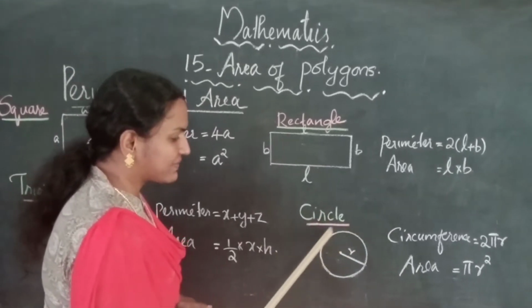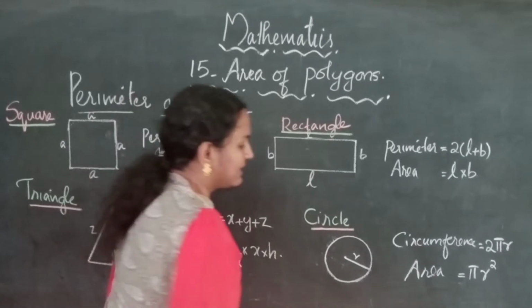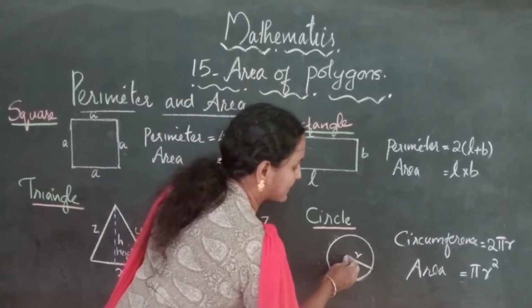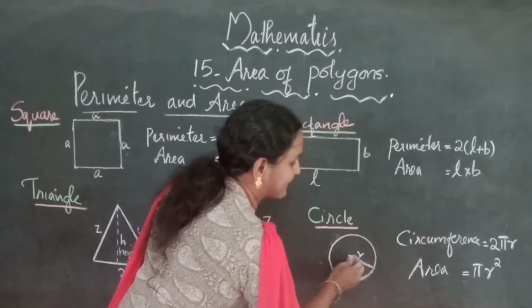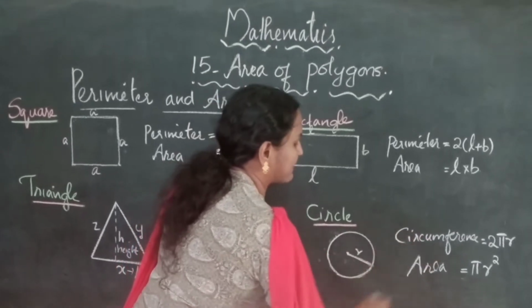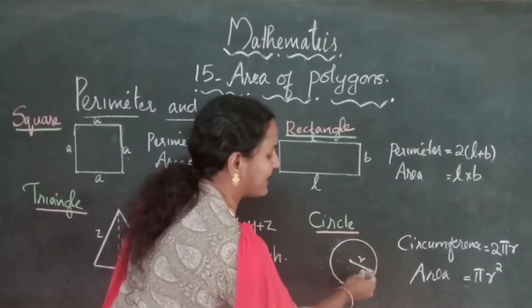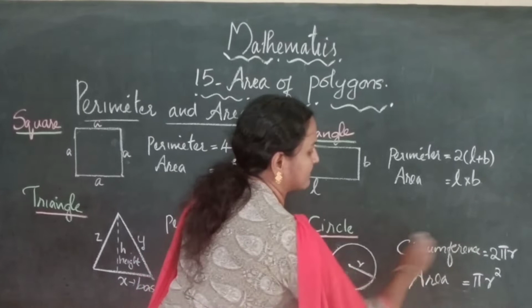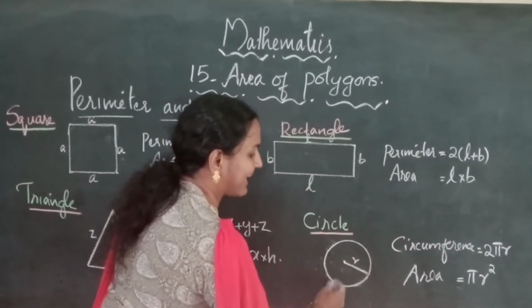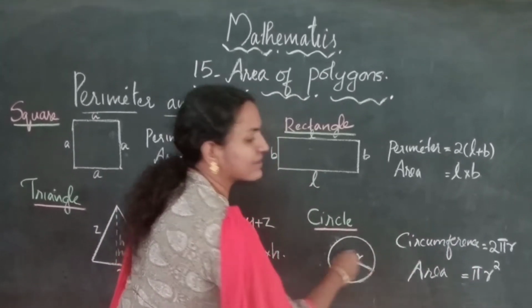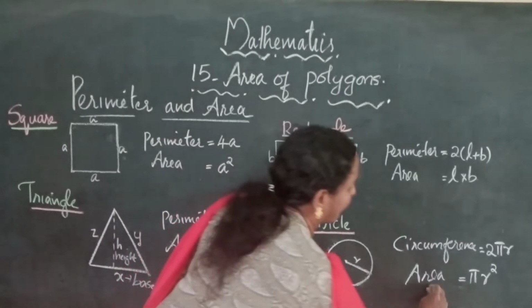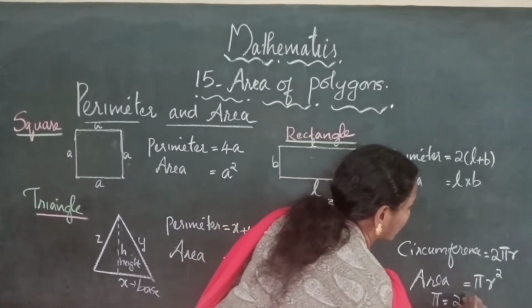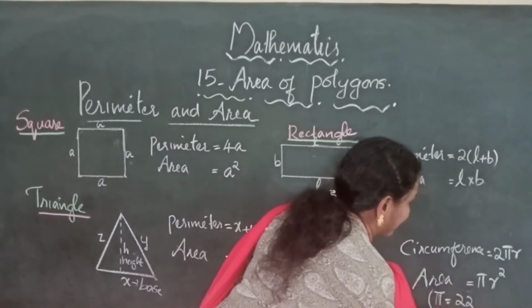Then circle. The distance from the center to any point of a circle is the radius. Then circumference is 2 into pi into r, 2 pi r is the circumference, and the area is pi r square. You know, the value of pi is equal to 22 by 7.